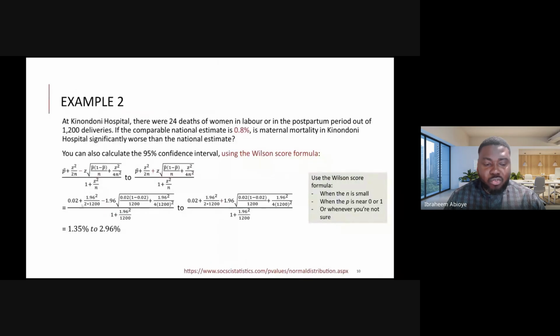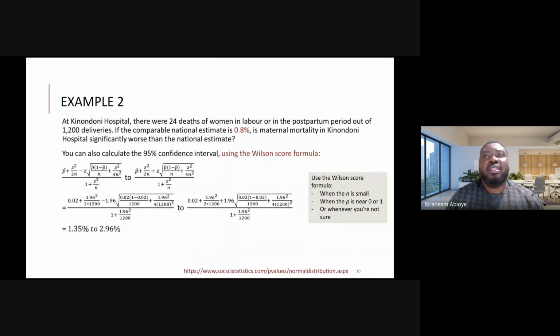So this Wilson score formula is more complicated. As you can see, there's so much more going on in this case. But now we obtain a confidence interval whose values are consistent with what we obtained with the p-value.